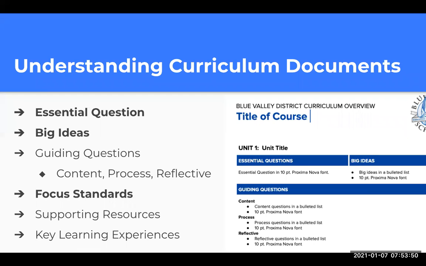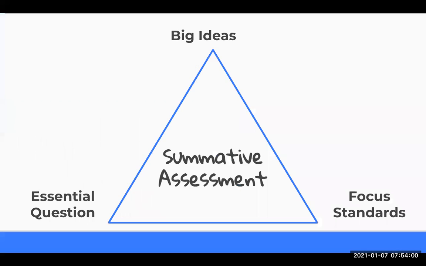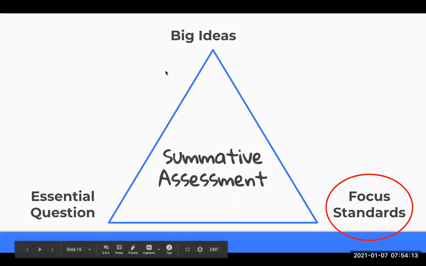But each of our curriculum documents, no matter what grade level or whether you're in honors or on level or IP, they all have very similar structure, right? All these different components. But I find that overwhelming when I try to plan a summative assessment. So we're really going to just focus on 3 components of our curriculum document. The first is going to be the focus standards, but we're also going to look at the essential question and big ideas, and we're going to kind of forget everything else.